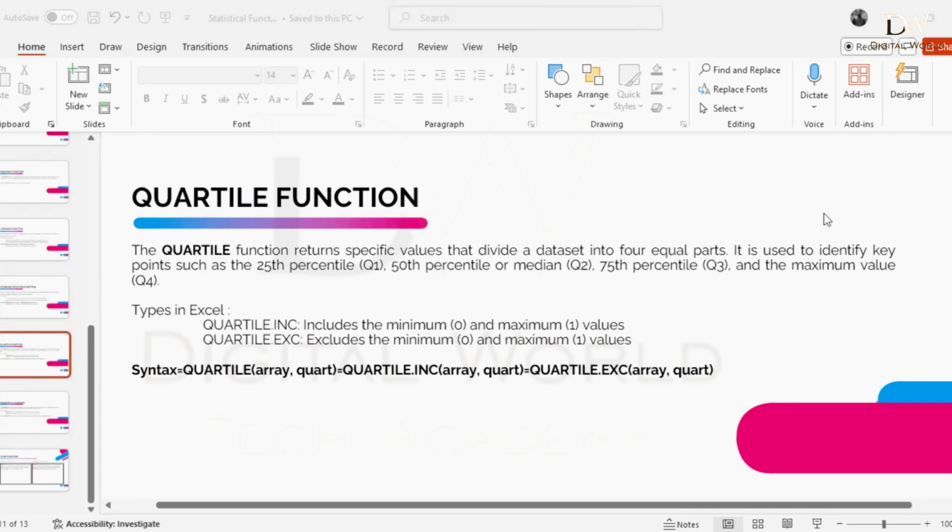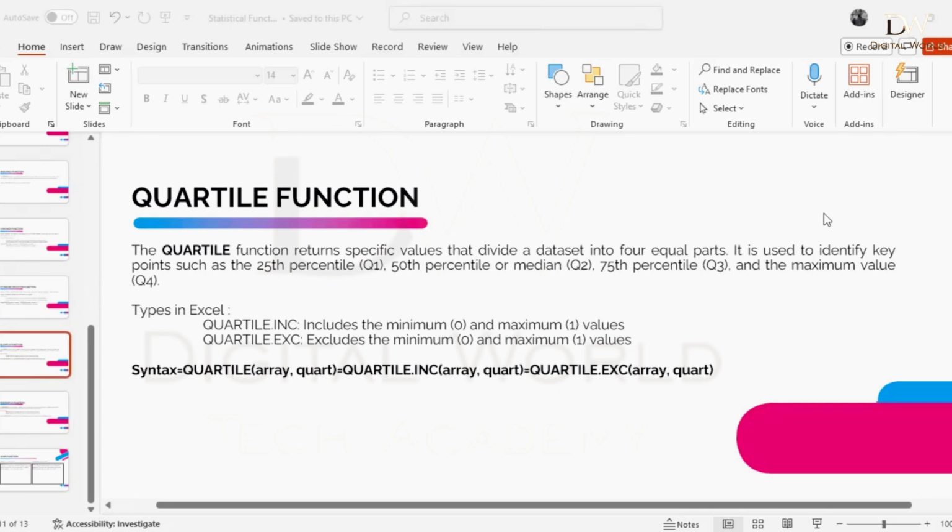The first one is QUARTILE.INC, which means quartile inclusive. It includes zeros and ones in its calculation. While the second one is QUARTILE.EXC, which means quartile exclusive, it excludes the minimum and maximum values, the zeros and ones, in its calculation.